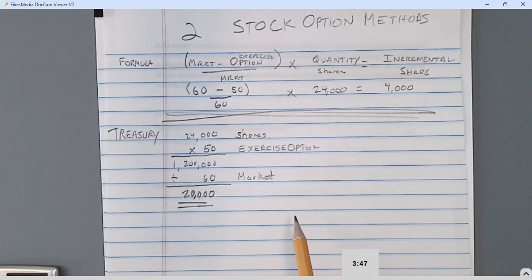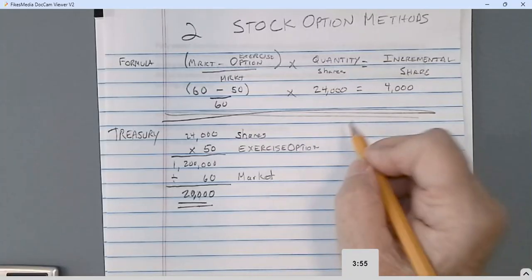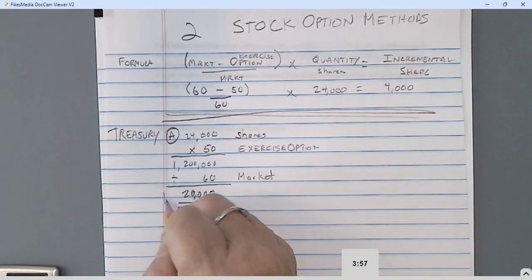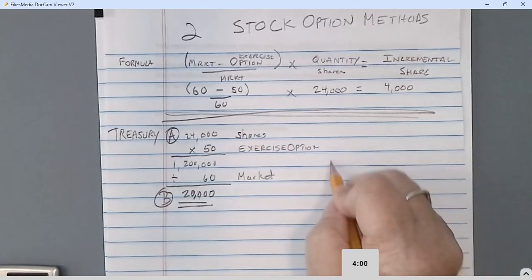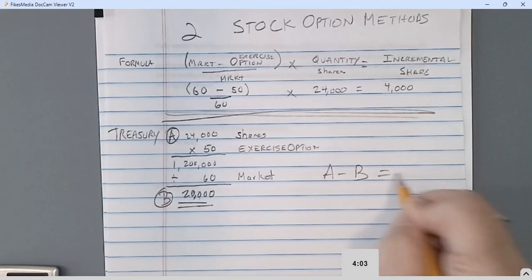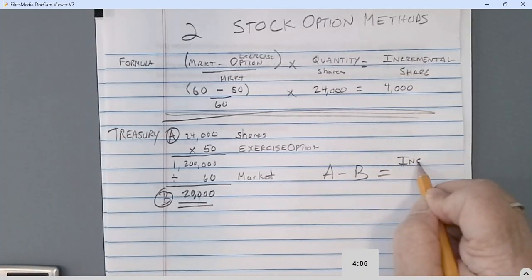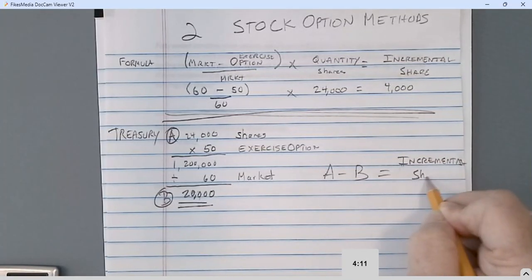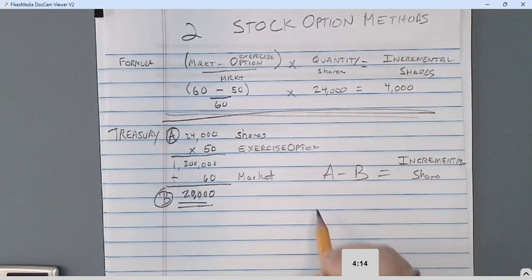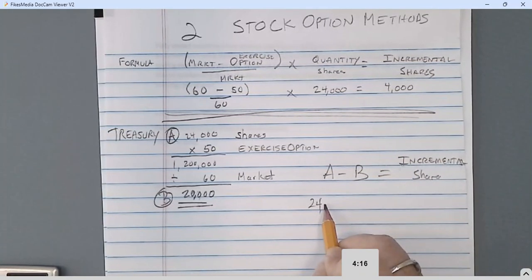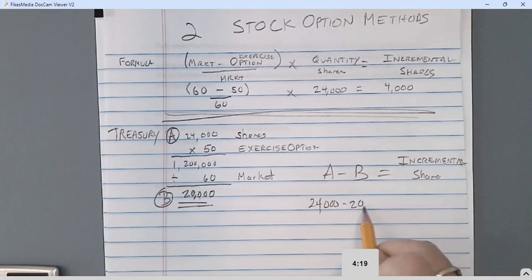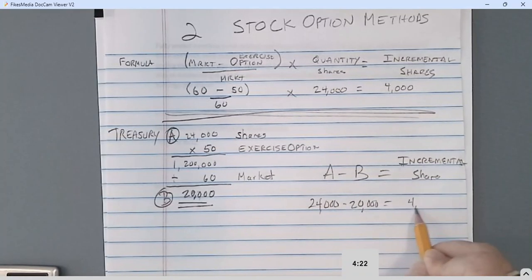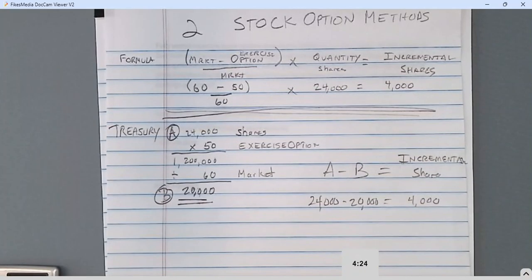So I look at my answer results, and 20,000 is there. So I choose that one, and I get it wrong because I have to subtract A from B. So A minus B is equal to my incremental shares. And my A is 24,000, my B is 20,000, and my incremental shares is the same.